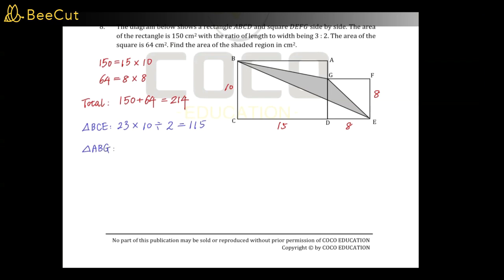Next, for triangle ABG, the base is 15. Then you check, this is 10 and 8. Difference is 2. So AG equals 2. Base times height divided by 2 equals 15. Then lastly, triangle GF. This one is 8 times 8 divided by 2. So the area is 32.